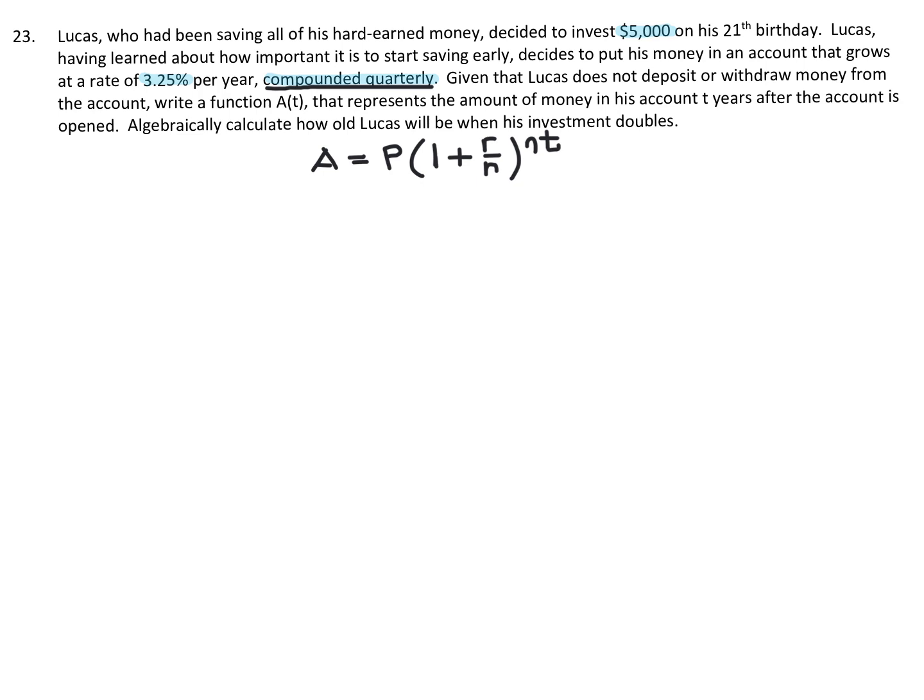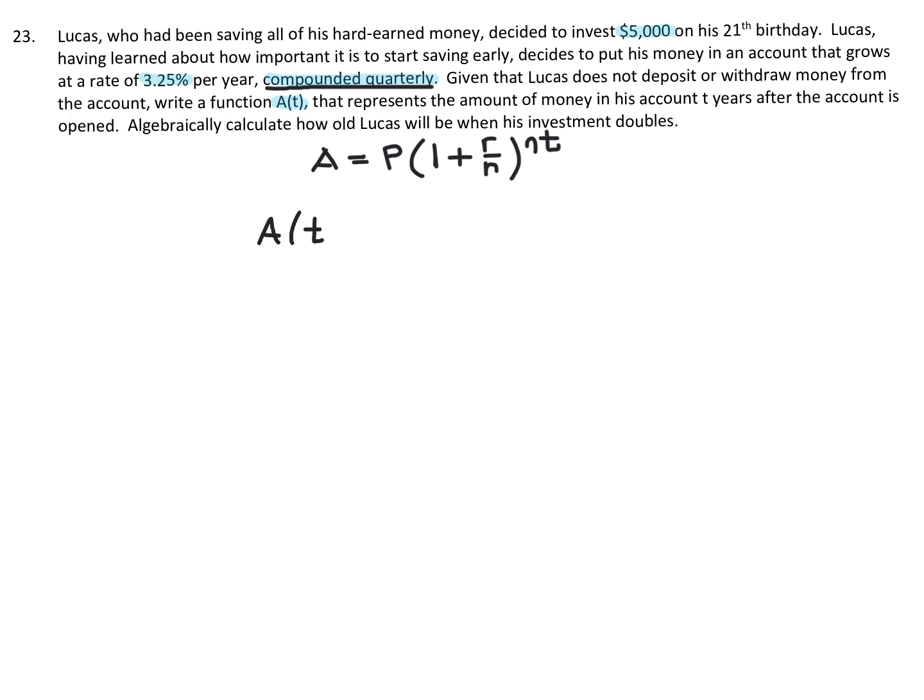Now, given that Lucas does not deposit or withdraw money from the account, write a function, A of t. Now remember, when they say function, I mean, they gave it to you here, but when they say function, you just can't write A equals. You have to write A in terms of the variable we're using, which is t for time. That represents the amount of money in his account t years after the account is opened. Okay, so for this first part, they're not asking us to solve anything. They want us to just write a function. So again, they're telling us to use A of t.